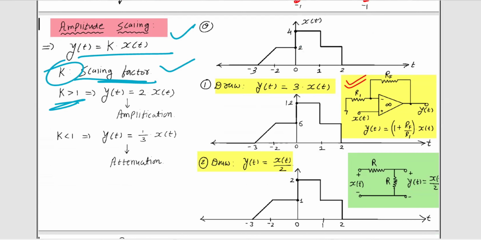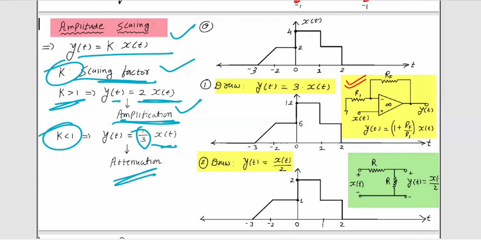If k is greater than 1, you can say y = 2 x(t). This is nothing but the amplification factor. Okay, if k is less than 1, you can say y = 1/3 x(t), means this is attenuation, means the signal amplitude would be attenuated. Okay, now see this particular signal in which I am performing both the operations. One is amplification, other is attenuation. So this is an op-amp circuit, for example, to illustrate this amplification, and similarly this is the circuit for the attenuation.